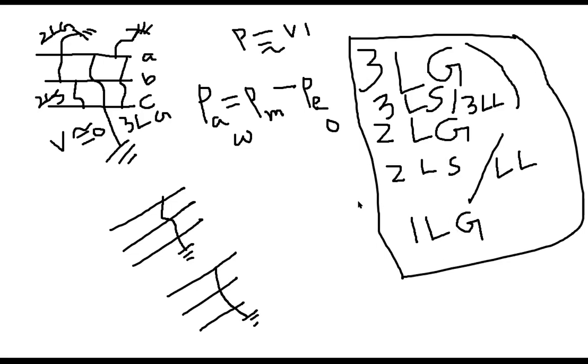What are those 3LG? Are those unbalanced faults? No. The top two are the balanced faults. 3LG and 3LS, or 3 line to line fault, are called balanced because they involve all 3 phases. So all 3 phases have equal impact. That's why that is the balance. Or symmetrical, right? Yes, or symmetrical.